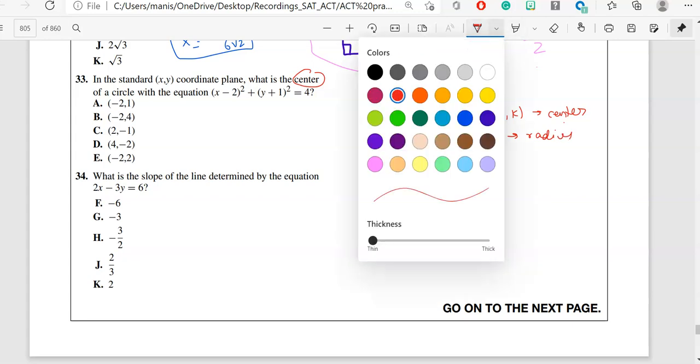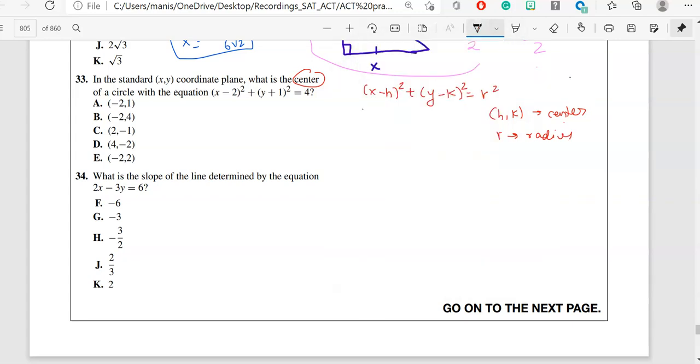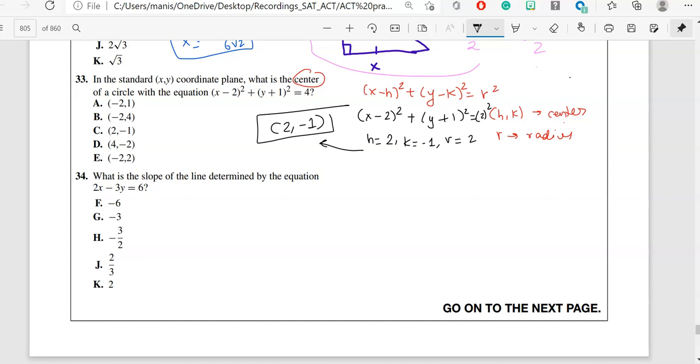Now what I am doing over here is they have given me an equation. I will write the equation over here and compare all the values. 4 means I can write it like this, 2 square. Now looking at this, I came to know the value of h is 2, and the value of k. Now this k was negative, this is positive, so the value of k will be negative, and the radius is 2. So my center for this question is 2 comma negative 1. Do you see any answer choice? Yes. Answer choice C is the correct answer for this problem.